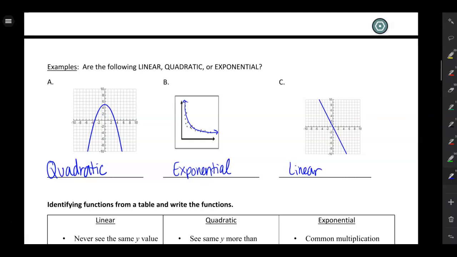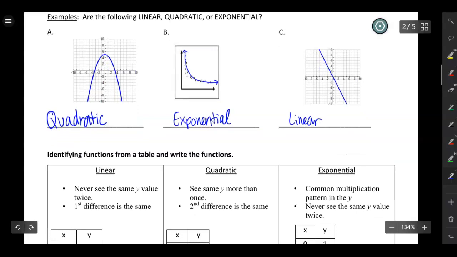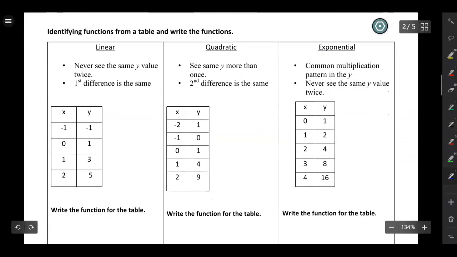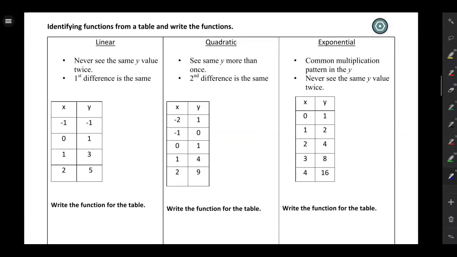So from the graphs, it should be a pretty quick decision of which function family each belongs to. So let's get into tables. Our third, maybe most classic representation of a function is using a table. And this might be one of the trickiest ways to identify and to separate each of these function families.